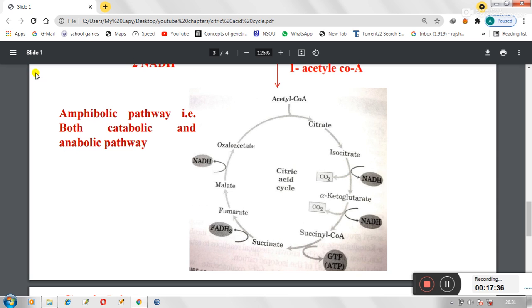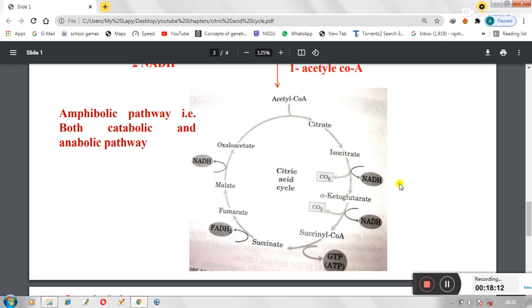In this case the amphibolic nature of the pathway is very important. Amphibolic means that anabolic and catabolic pathways run together. The citric acid cycle is assumed to be a catabolic pathway because carbon dioxide is released, but actually it is both catabolic and anabolic, because the intermediate products alpha ketoglutarate and succinyl coenzyme A can help in the synthesis of amino acids and proteins.